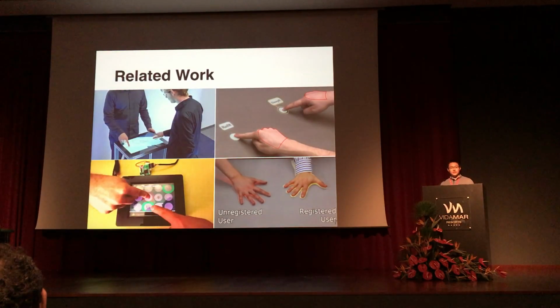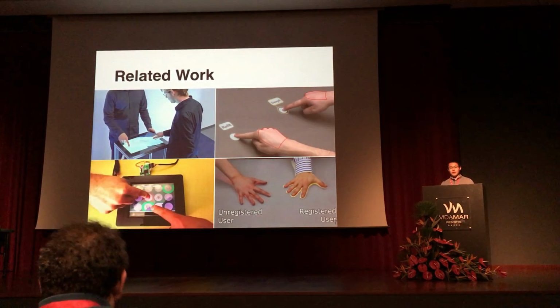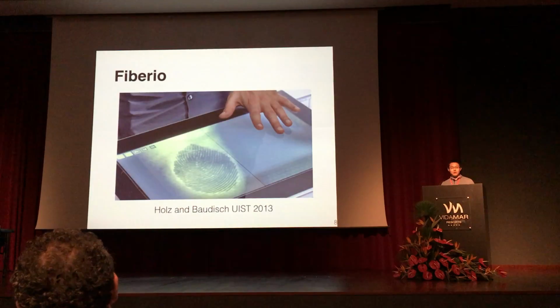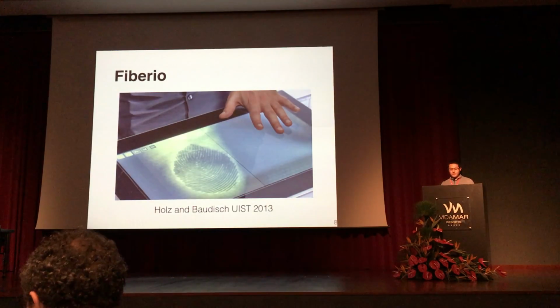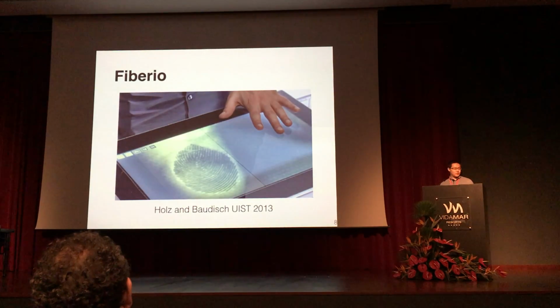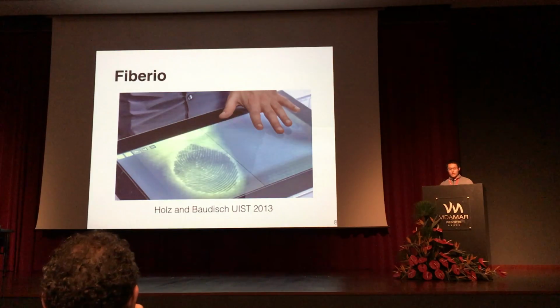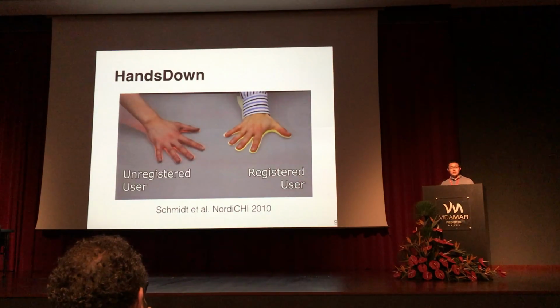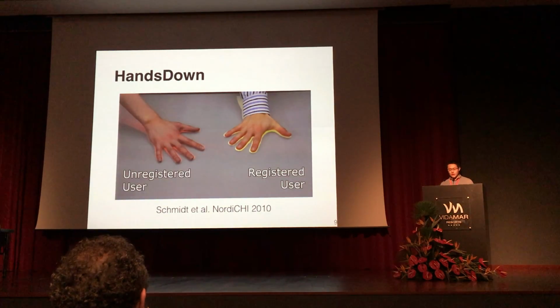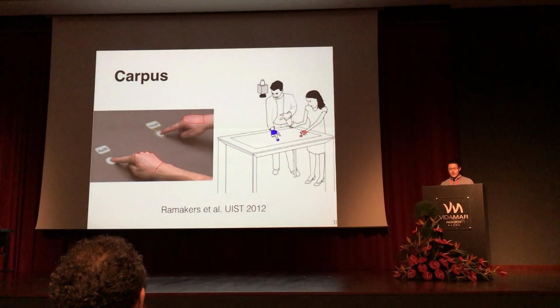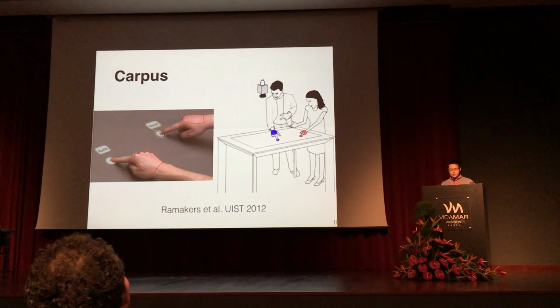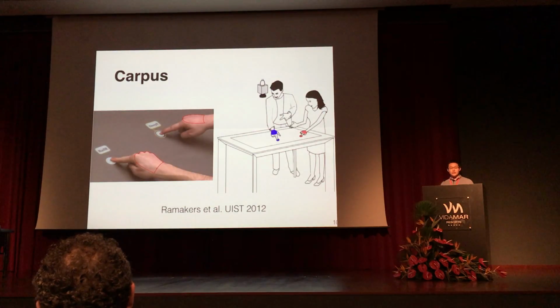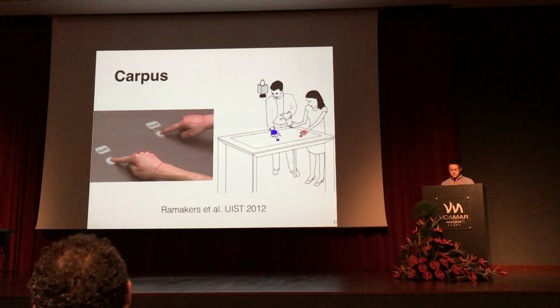Many systems in the literature aim to extract biometric data from the touchscreen. For example, Fiberio uses a large fiber optic plate and a high-resolution camera beneath the surface to capture fingerprints. Handsdown uses a diffuse illumination interactive tabletop and hand contours for user differentiation. Carpus uses a high-resolution overhead camera to capture the back of the user's hand and uses that as an identifier.